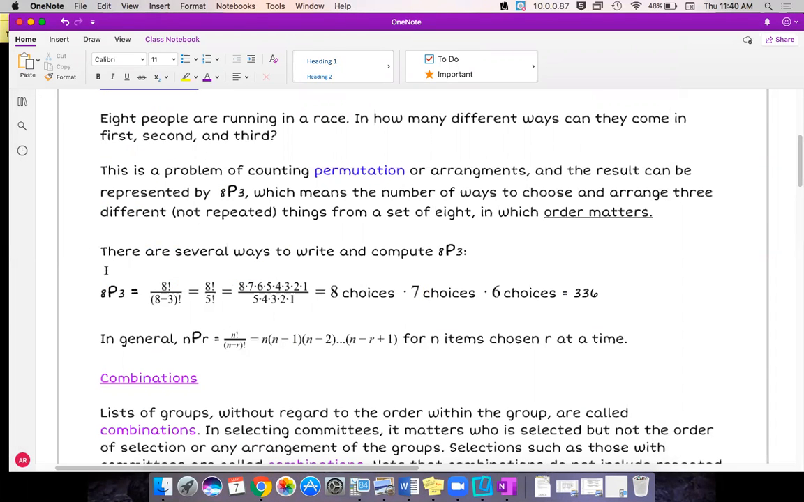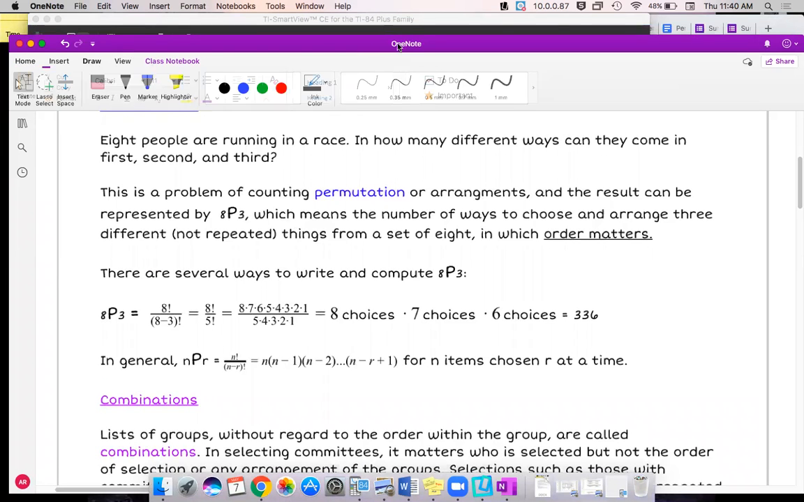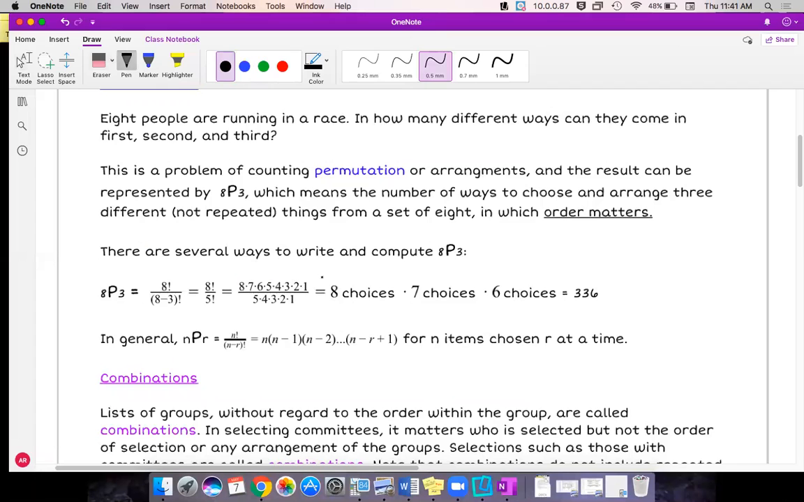Another way of doing this 8 permute 3 is the fraction of 8 factorial divided by 8 minus 3 factorial, so the n minus the r factorial here. This becomes 8 factorial over 5 factorial. Factorial simply means you are multiplying all the whole numbers down until you get to 1. So 8, 7, 6, 5, 4, 3, 2, 1, over 5, all the way to 1. Then these are going to cancel out. So if I can draw on here, the 1, the 2, the 3, the 4, and the 5 all cancel. So we're only left with 8, 7, 6. It would just be 8 times 7 times 6, and we get the same 336 total arrangements that are possible.